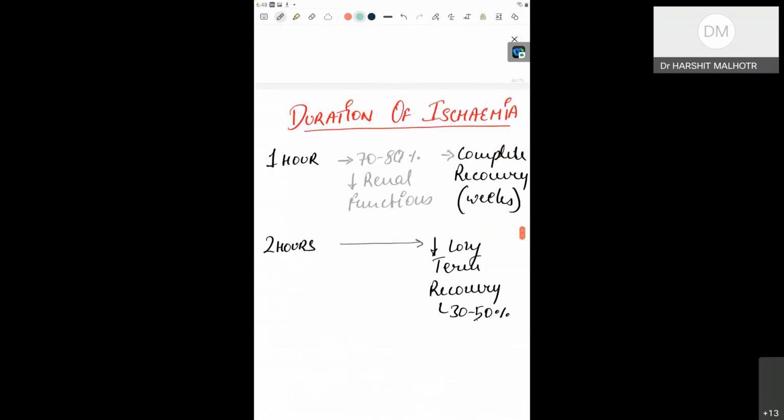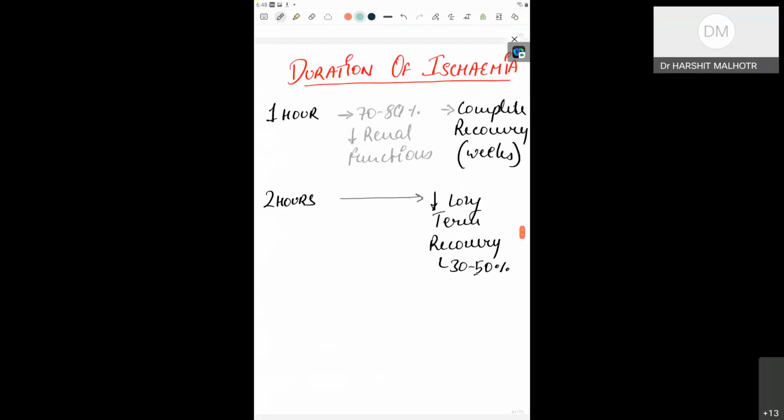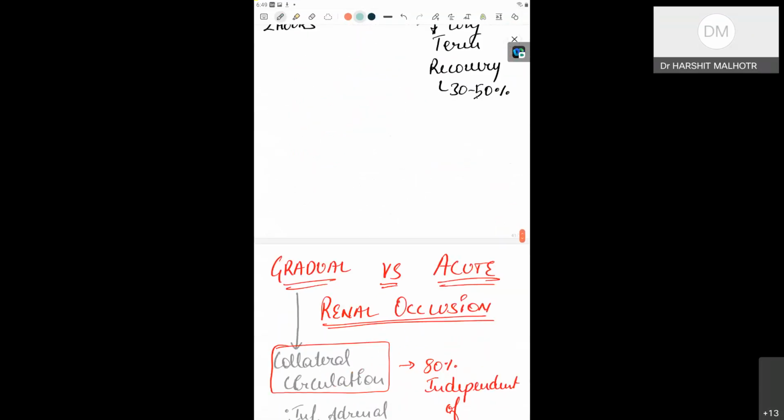Now, what is more important is the duration of ischemia. Because as a study says, if the ischemia is of 1 hour, the patient presents to us with a deterioration of renal functions to an extent of 70 to 80%. But if we intervene immediately, we see complete recovery in the majority of these cases by the end of a few weeks. But if the duration of ischemia is 2 hours or more, the long-term recovery is only 30 to 50%, and the majority of these patients sadly end up dialysis dependent if both the kidneys are involved.